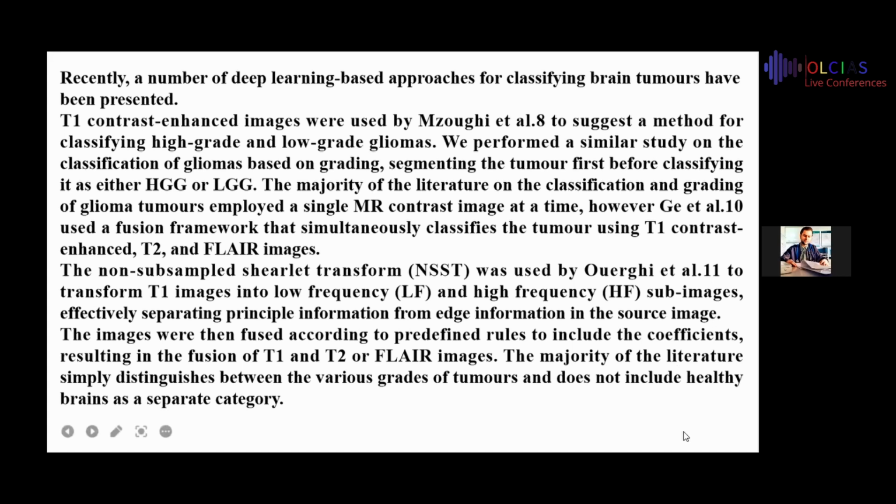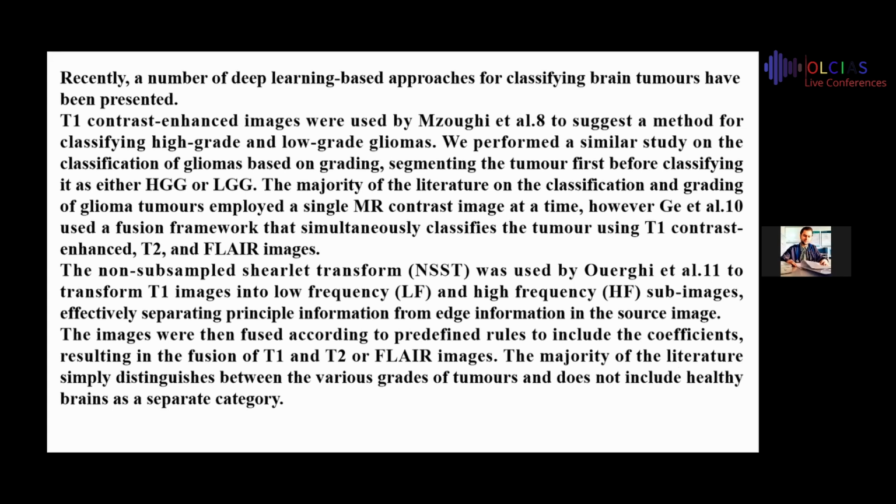So recently, a number of deep learning based approaches for classifying brain tumors have been presented. T1 contrast enhanced images were used by Mugozi et al. to suggest a method for classifying high grade and low grade gliomas. So we performed a similar study on classification of gliomas based on grading, segmenting the tumor first before classifying it as either HGG or LGG.